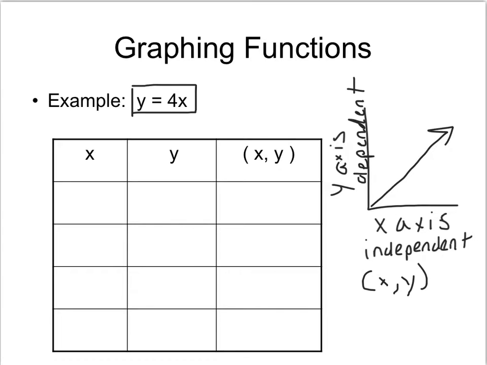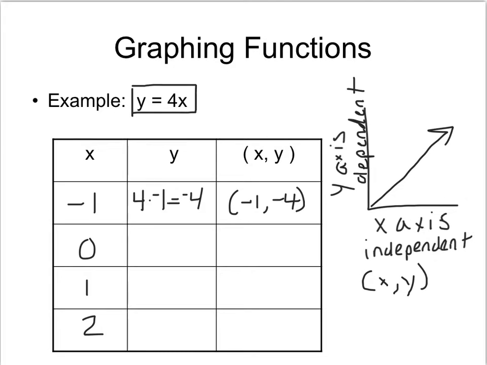So wherever I see x, I'm going to replace it with the values I choose for x, and then calculate the value for y using order of operations. So in this example, I'm going to choose the values of x to be -1, 0, 1, and 2. Now I'm going to replace the x value with -1. So I have the expression 4 times -1, and 4 times -1 is -4. So the ordered pair is -1, -4.